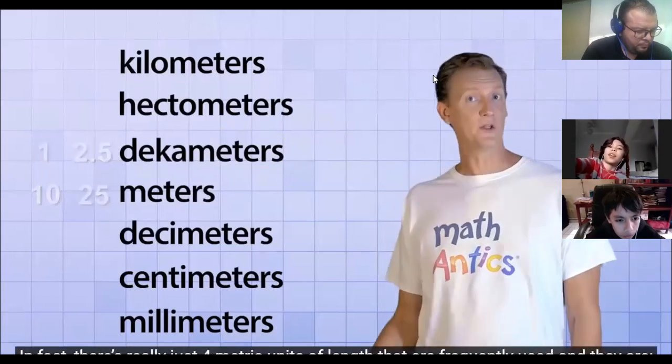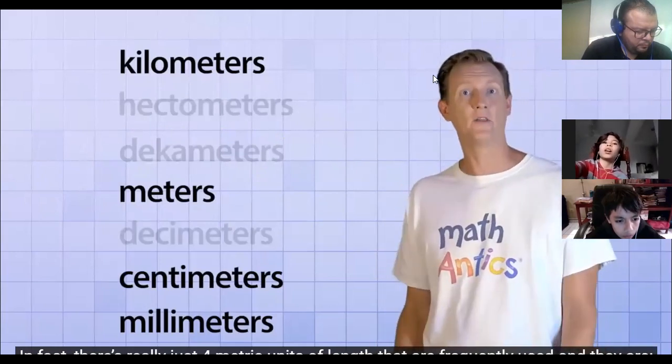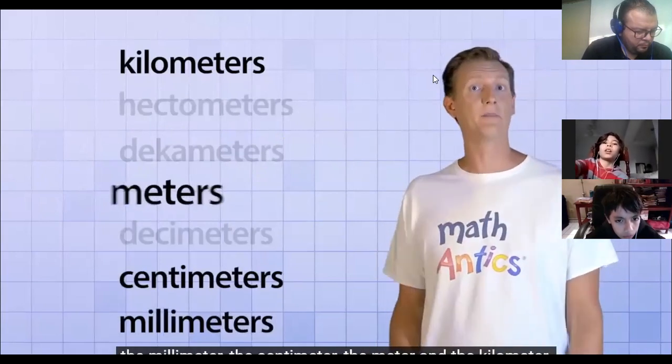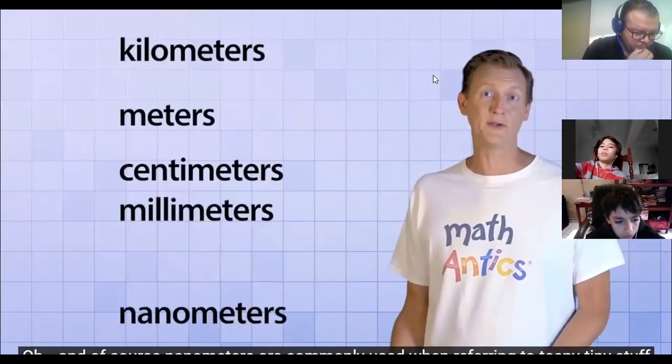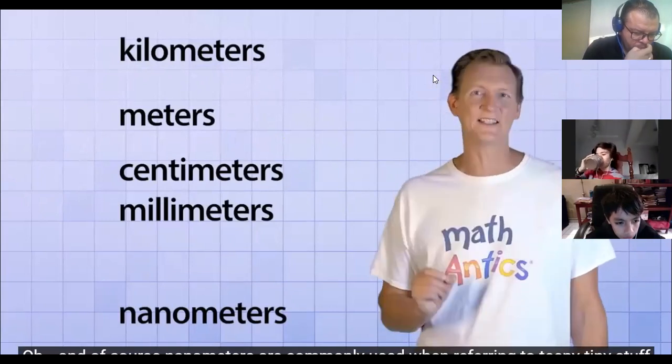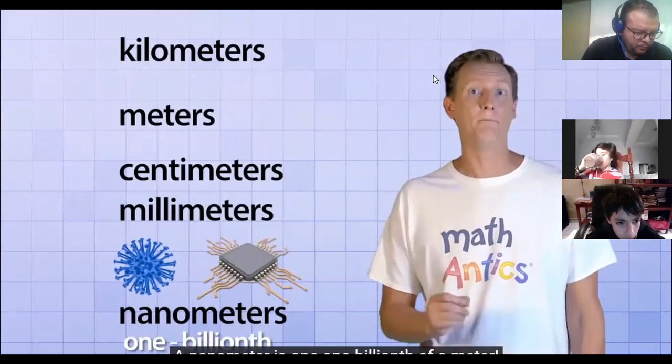In fact, there's really just 4 metric units of length that are frequently used, and they are the millimeter, the centimeter, the meter, and the kilometer. Oh, and of course, nanometers are commonly used when referring to teeny tiny stuff like microbes or computer chips. A nanometer is 1 billionth of a meter. So that's how metric units of distance or length work.